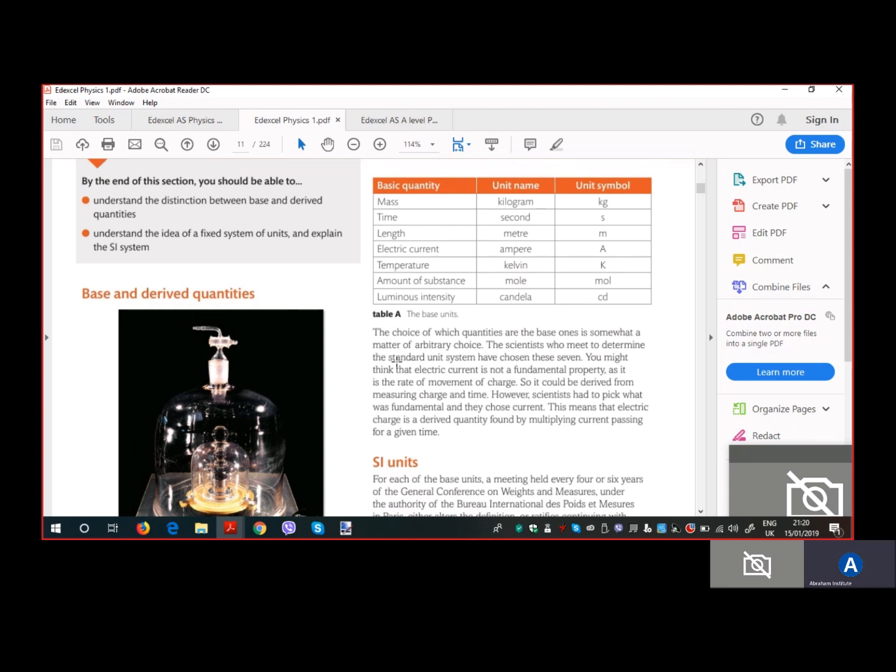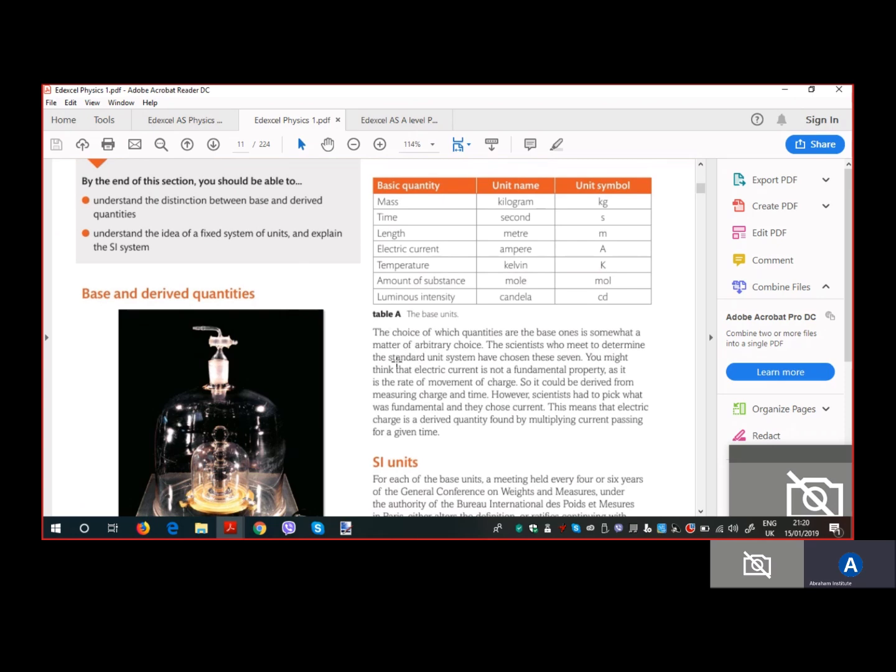For example, Newton. Is Newton an SI unit? Yes, but is it a base unit? No. Okay, Joule. Is Joule an SI unit? Yes, but it's not a base unit. Now, all the base units are SI units.